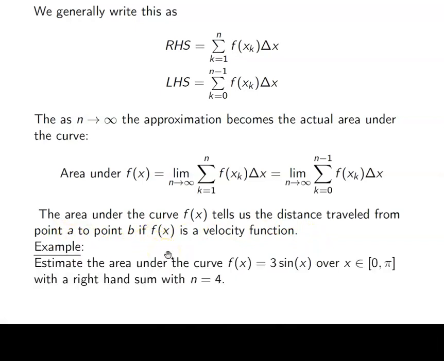Okay, so let's do an example. Let's estimate the area under the curve f of x equals 3 sine of x over the interval from 0 to pi using a right-hand sum with 4 approximations, 4 rectangles. Okay, so it's always great to draw a picture, although you do not have to draw a picture for these, right? We have a formula that we can follow.